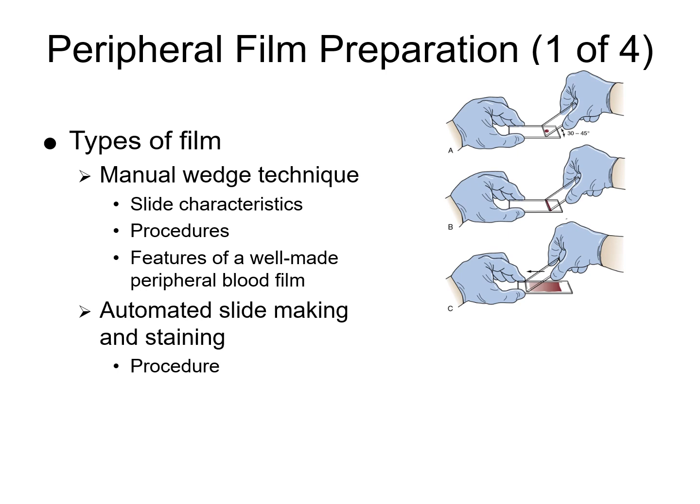We can also make a slide with an automated slide maker and stainer. So automated slide makers and stainers improve standardization and efficiency in slide preparation. The procedure involves automated spreading of blood onto slides followed by rapid staining, often using Wright-Giemsa or similar stains, which reduces human error and variability. Automated systems allow for high throughput in clinical laboratories and provide consistent slide quality for reliable microscopic evaluations.